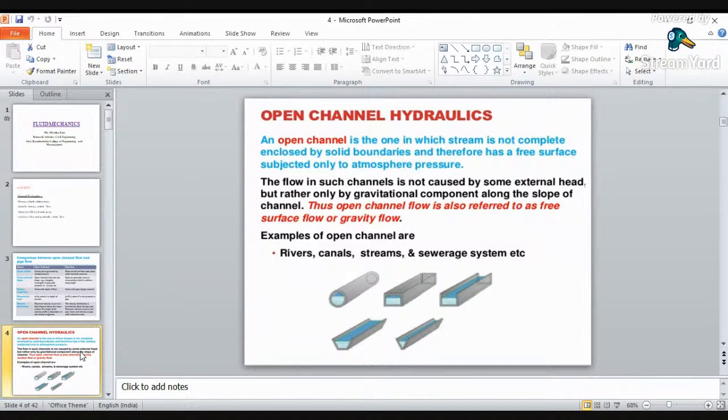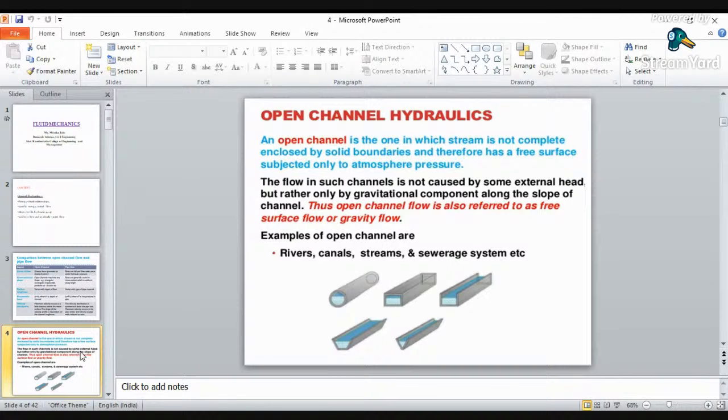So first of all, what is an open channel? Open channels are nothing but those which are not completely enclosed by solid boundaries, and they have free surfaces subjected to atmospheric pressure. The flow of liquid through a channel with a free surface will be termed as open channel flow, where there is no pressure at the upper side of the channel.